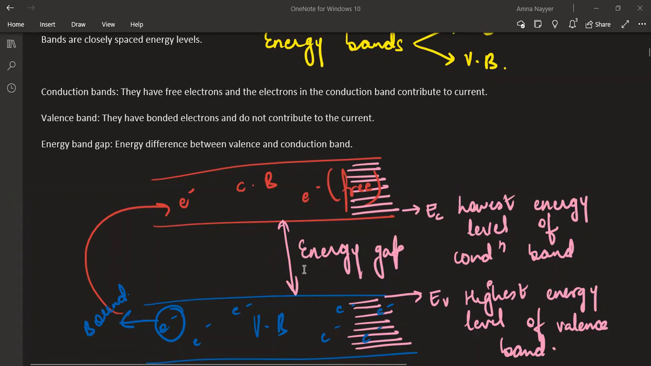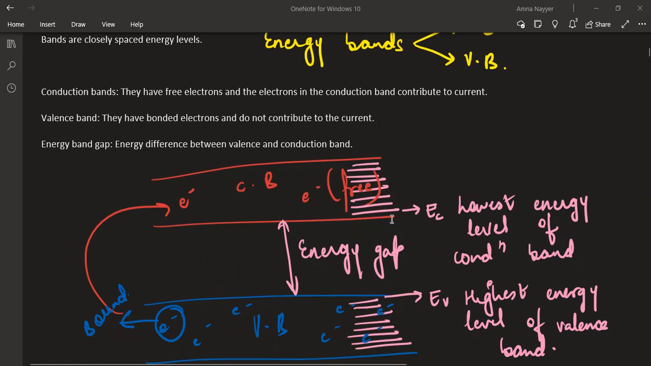And based on this energy gap, based on the conduction band and valence band, we can classify semiconductors, conductors and insulators. We can distinguish between the three. See, if levels are present like this, this will be the lowest level of the conduction band, right? And these are the different levels. So this will be the highest level of the valence band.